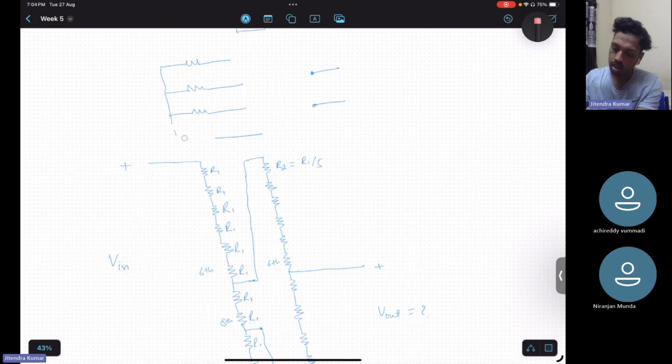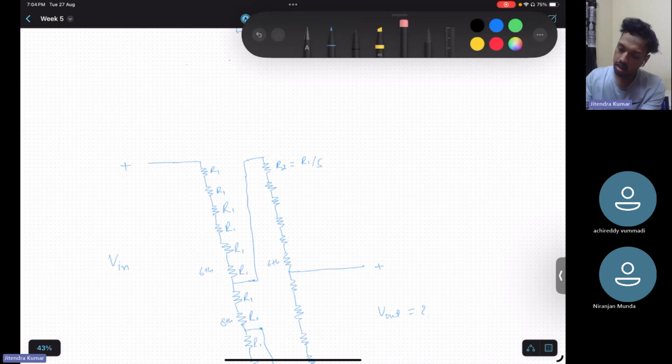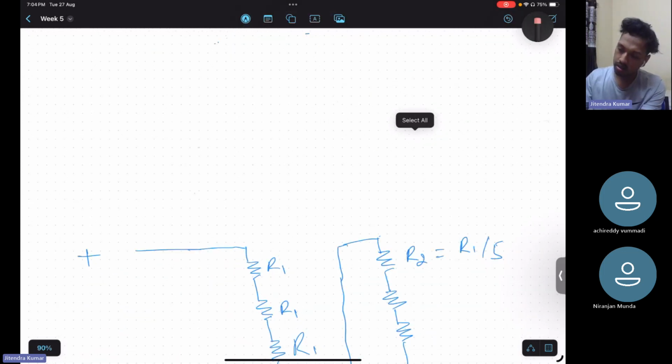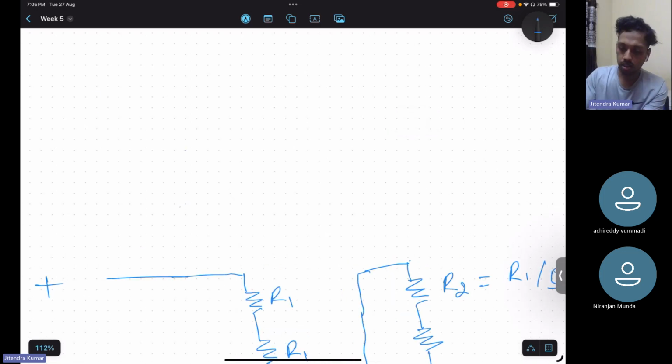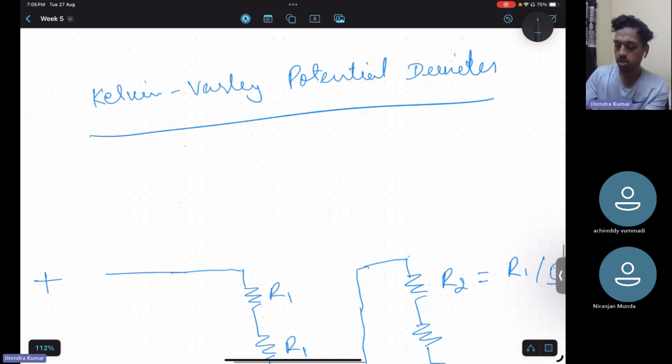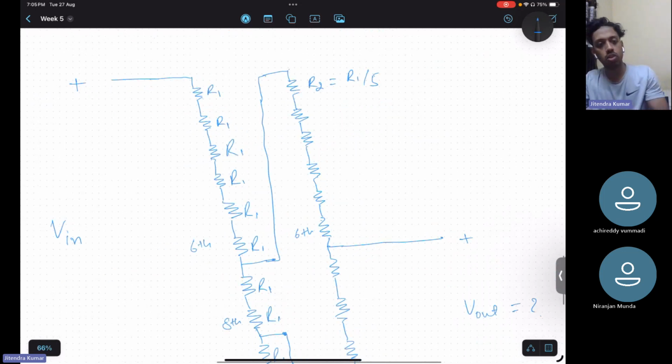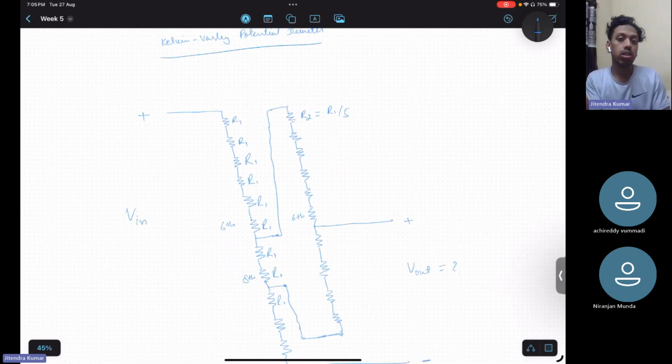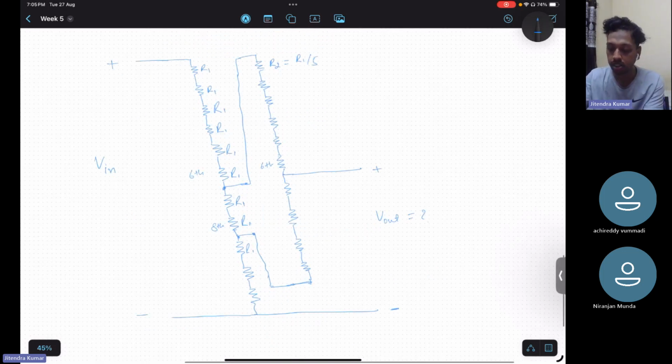Its name is, let me write, Kelvin-Varley potential divider. Its role is just to provide the voltage across the particular switch throw. We have connected two throws of these mechanical coupling switches. One is connected after the 6th resistance of the first branch, and the other is connected after the 8th resistance of the first branch.